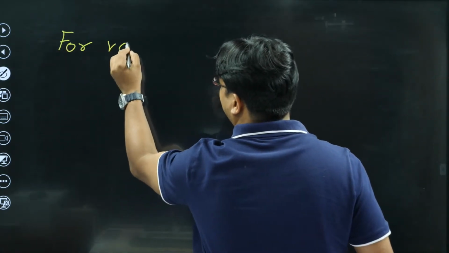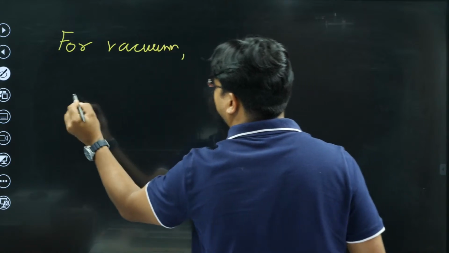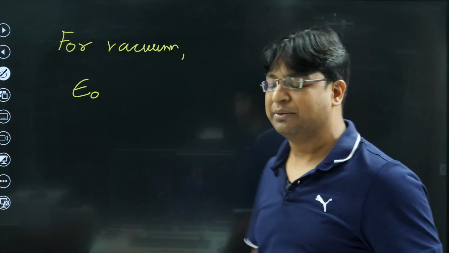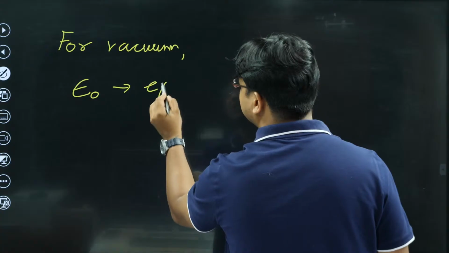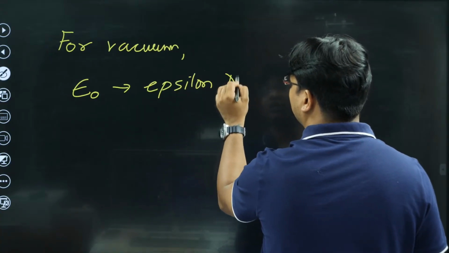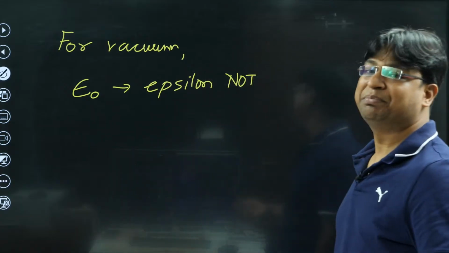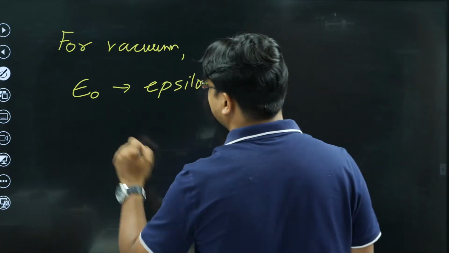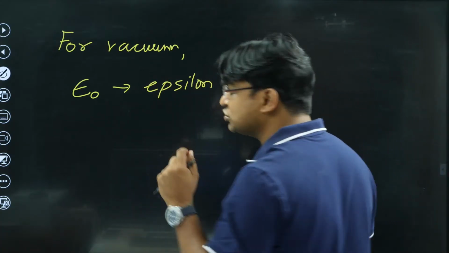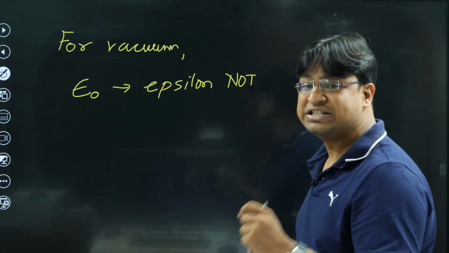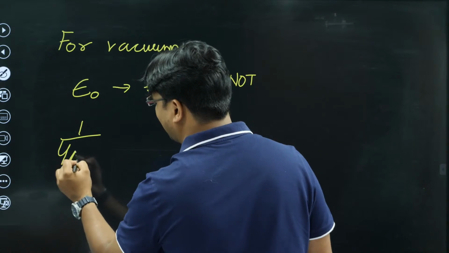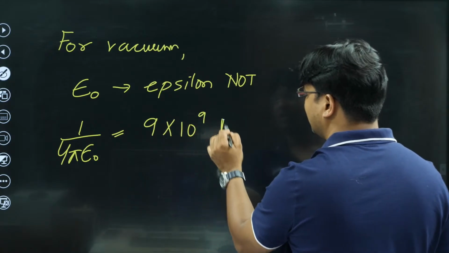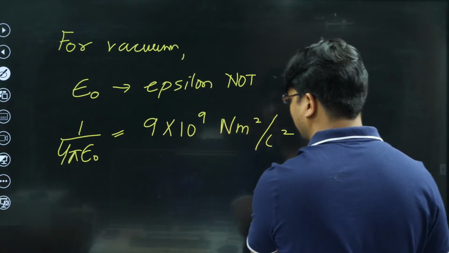For vacuum, permittivity is represented by the symbol epsilon with a 0 in the subscript. It is pronounced epsilon naught. This is how you will hear people pronouncing it. It indicates the permittivity of vacuum. It is also known as the permittivity of free space. And the value of 1 by 4 pi epsilon naught is 9 into 10 raised to power 9 Newton meter square per coulomb square.